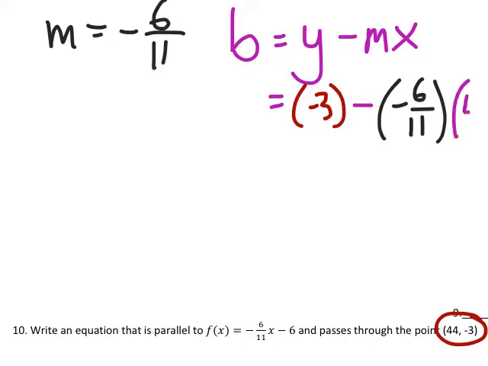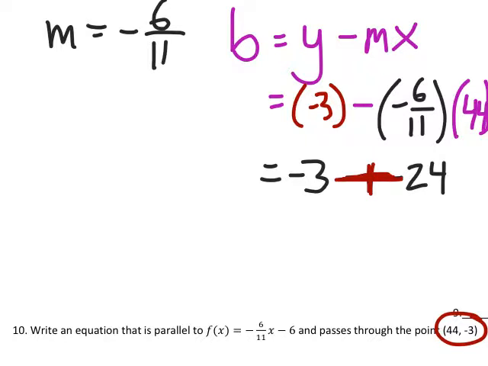And the x value is 44. So using the order of operations, we've got this negative 3. There's nothing to multiply on there. And this is minus negative 6/11 times 44, which is going to give us a negative 24. Well, since that's minus a negative, the opposite of minus is plus, and we end up with this y-intercept being 21.